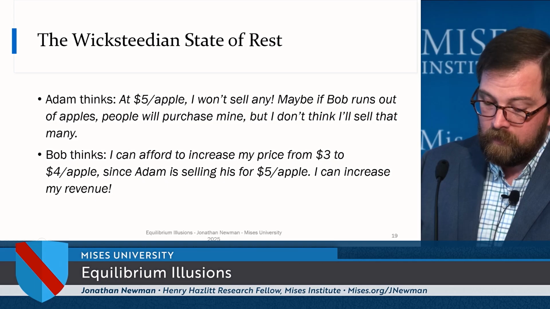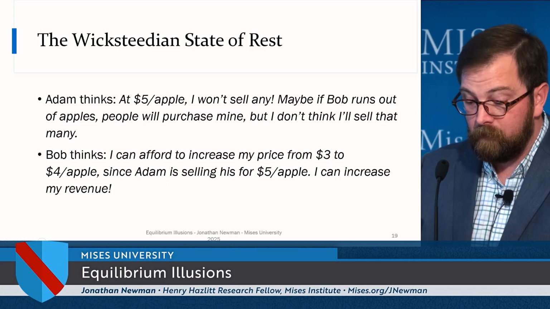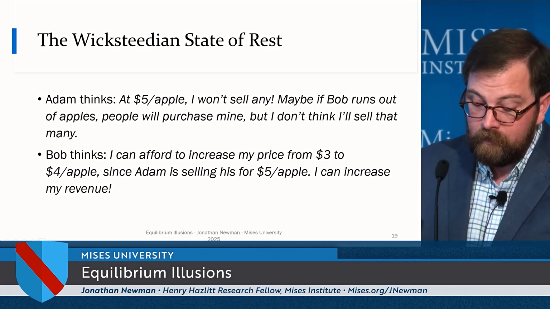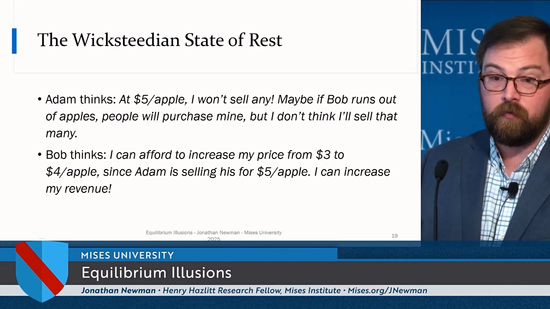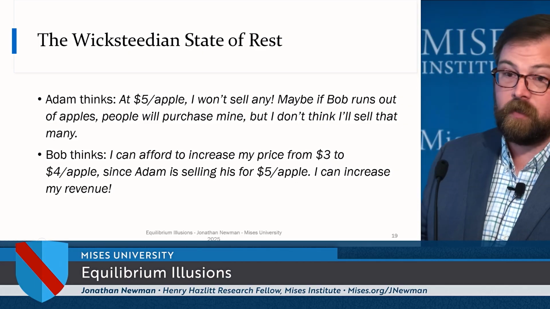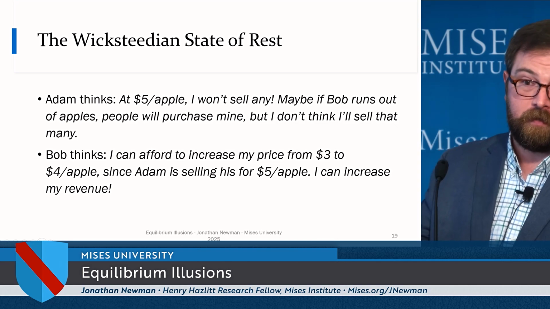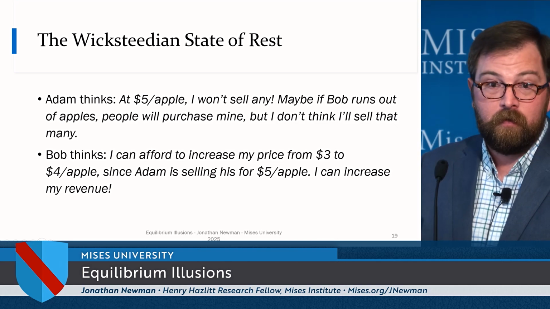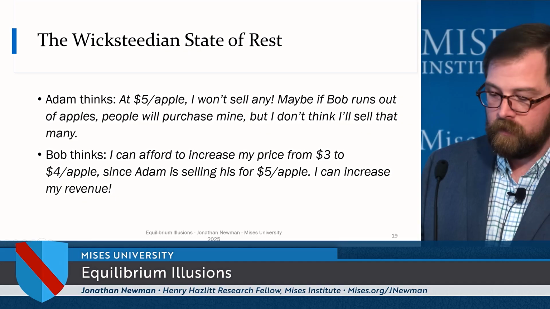Bob, however, thinks, I can afford to increase my price from $3 to maybe $4 per apple. Since Adam is selling his for $5, I can increase my revenue. So Bob is thinking, wow, Adam over there is selling his apples for such a high price, I can afford to increase my price and still attract all of the demand to my fruit stand.